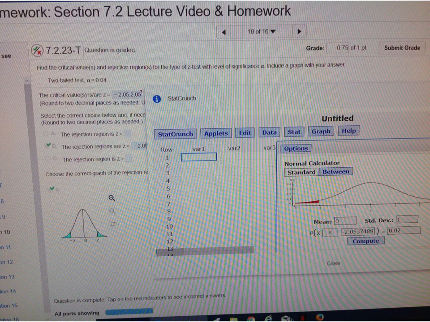If I wrote that down, there's 0.02 here, and there's 0.02 here. Since it's two-tailed, if you divide that in half, you've got half here and half here. And so I think you were asking me how to do this in StatCrunch.